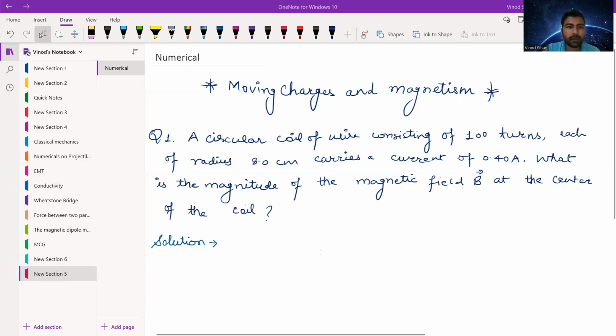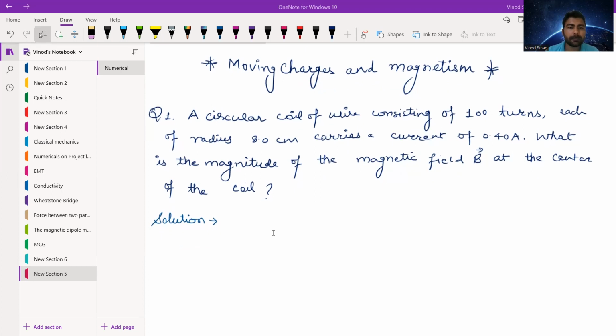So today we will solve numericals based on the chapter moving charges and magnetism. Okay, so here one question is given: a circular coil of wire consisting of 100 turns, each of radius 8.0 centimeter, carries a current of 0.40 ampere. What is the magnitude of the magnetic field B vector at the center of the coil?